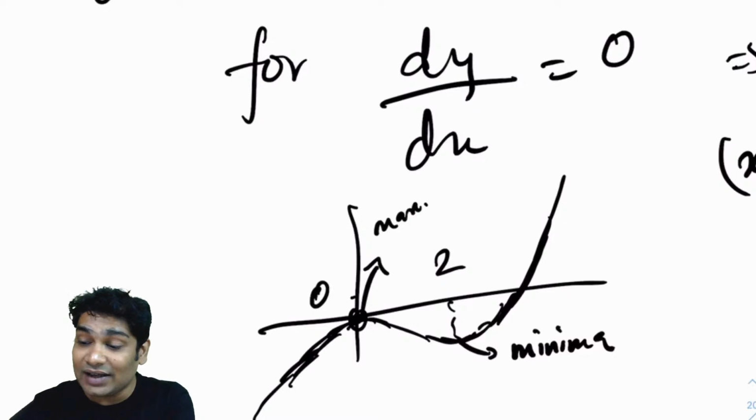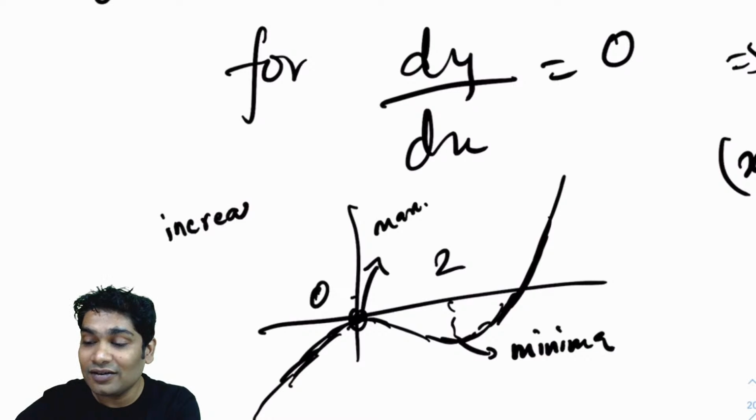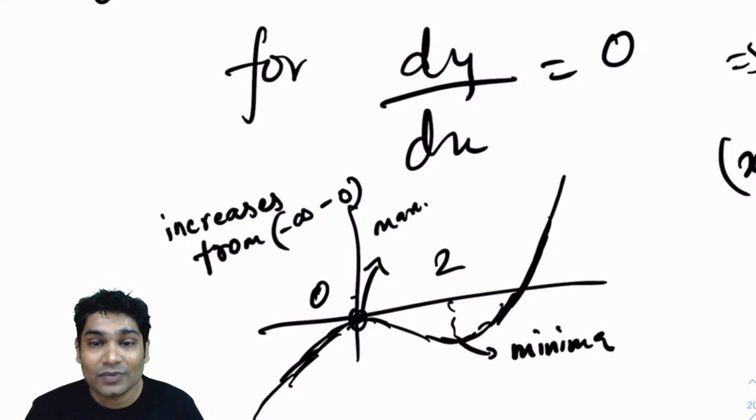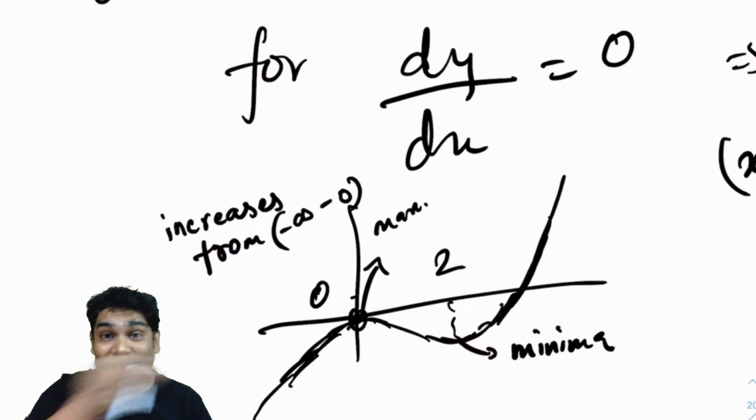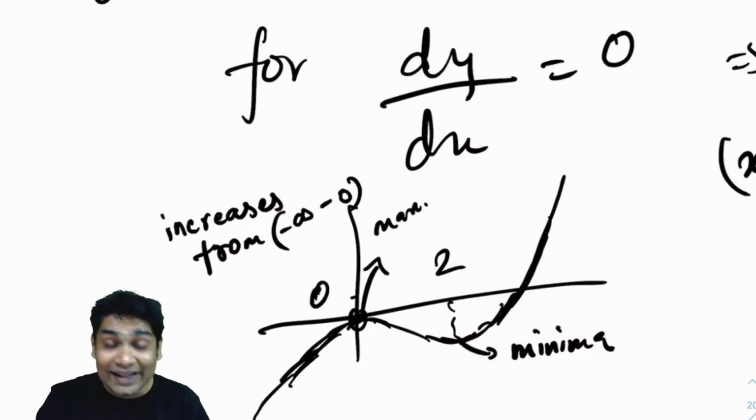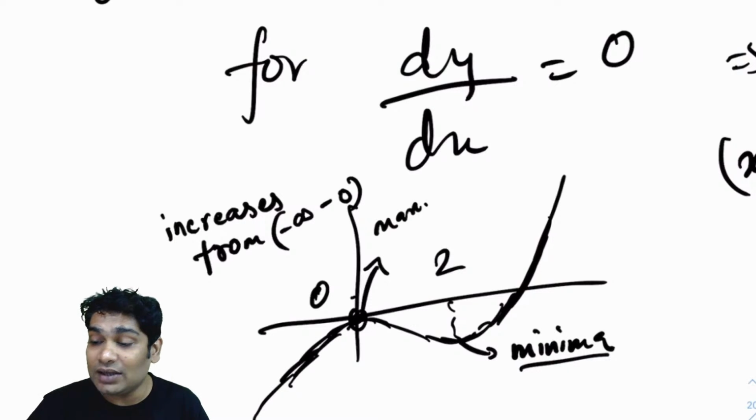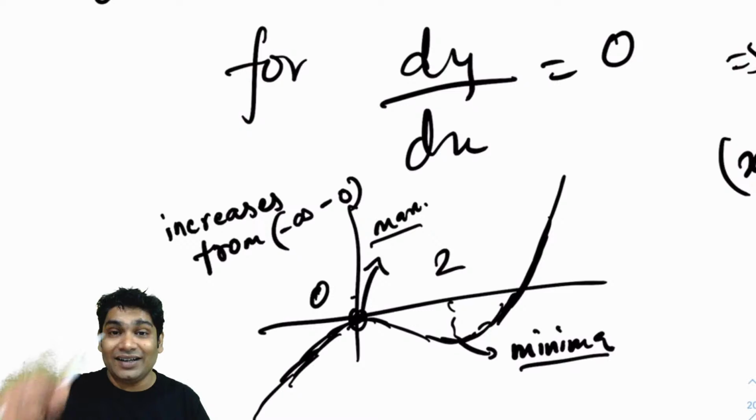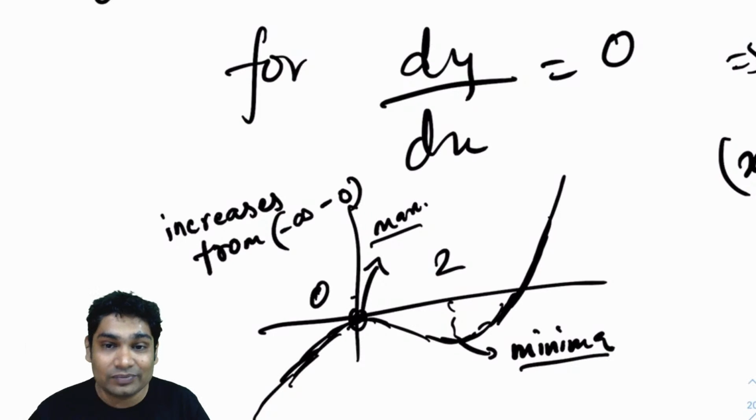Right. So you see the graph was increasing from minus infinity to 0. Now it decreases from 0 to 2, and then it starts increasing again up to infinity. That is why you're getting one local minima and one local maxima, and you don't have any other turning points in the graph. The graph only turned twice. Once it turned downwards, then it turned upwards.